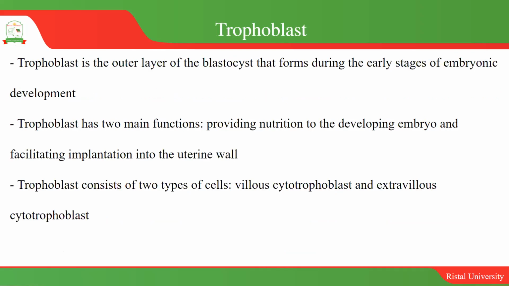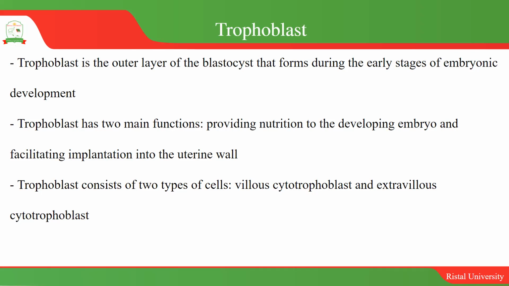Trophoblasts, we have talked about them. We say that they are the outer covering, the cells that form the outer layer of the blastocyst. Okay, and they play two important roles. One, providing nutrition to the growing embryo, and then two is that they facilitate the implantation. They are the ones that invade the uterine wall for implantation to happen. There are two types of cells.